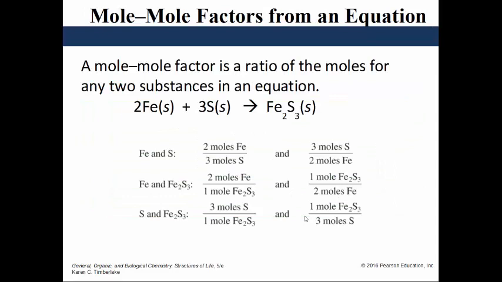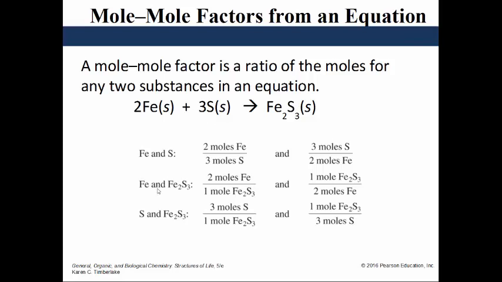Alright, now move on to the mole-mole factors of an equation. Now these are ratios that are given to you in an equation. The example that's given here, the coefficient 2 along with iron, coefficient 3 for sulfur, gives you Fe2S3. When you're comparing the ratio between iron and sulfur, for every 2 moles of iron, you get 3 of sulfur, 2 and 3. Or if you're comparing it the other way, for every 3 moles of sulfur, you get 2 for iron. All you're doing is writing the coefficient.